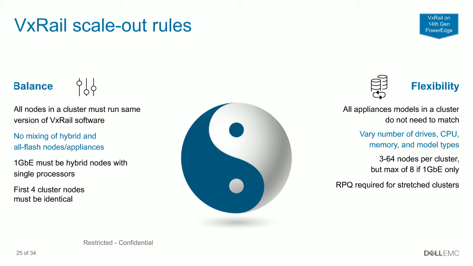You can see there are some rules there. All nodes in the cluster must run the same version. There is potential to have different versions of hardware, but you need to be on the same version, so it's all 4.0 or all 4.5. You can't mix. Another point to note is no mixing of hybrid and all flash. It needs to be either hybrid or all flash. 1 gig is supported, but it's something we don't really promote. With all our reference architectures, everything is predominantly 10 gig. So the first 4 nodes must be identical as well.